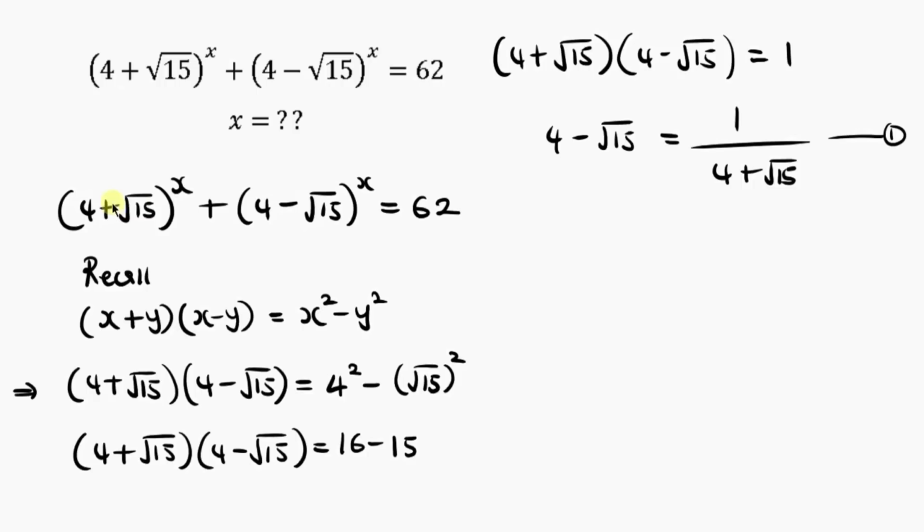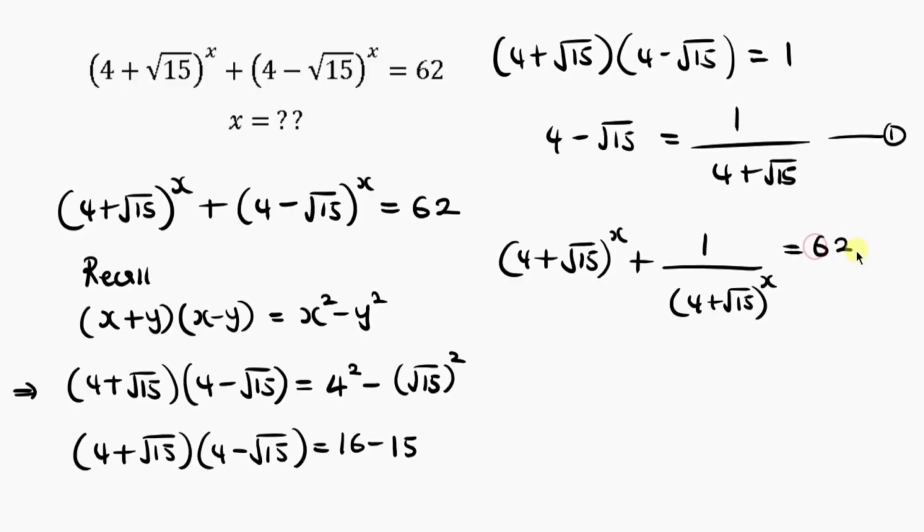So this is 4 plus the square root of 15. So let's write it there. 4 plus the square root of 15, and this is raised to power x, plus. Now, like I said, instead of me to write this, I should be writing what? This. Because that is what we have 4 minus the square root of 15 to be. So this is going to be 1 all over 4 plus the square root of 15. Remember, this is raised to power x, so we have to raise that to power x. Equal to what? 62. Very good.